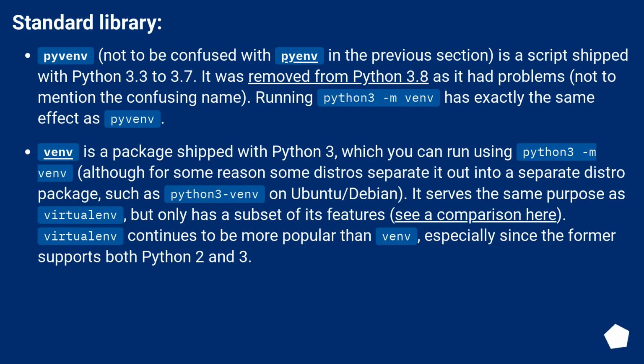Standard library. pyvenv, not to be confused with pyenv in the previous section, is a script shipped with Python 3.3 to 3.7. It was removed from Python 3.8 as it had problems, not to mention the confusing name. Running python3 -m venv has exactly the same effect as pyvenv. venv is a package shipped with Python 3, which you can run using python3 -m venv, although for some reason some distros separate it out into a separate distro package, such as python3-venv on Ubuntu/Debian.